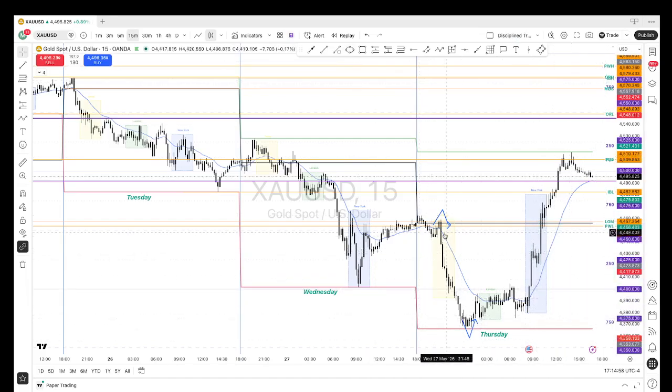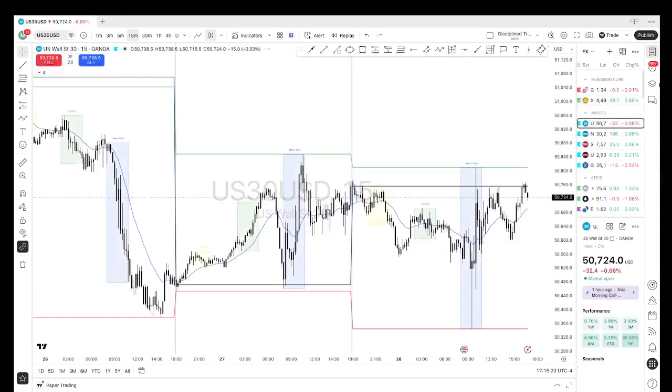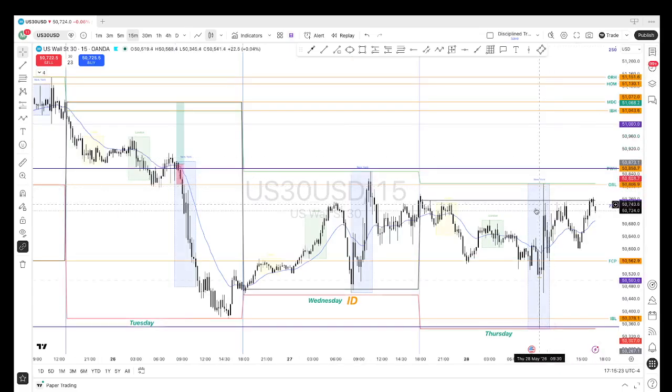Now, I did not take the gold trade because I hopped in the NASDAQ. Plus, if I hopped in 2 trades at once, based on my stop losses since they're tight for the indices, I did not want to get margin called. So let me go to U30 first, just to show. U30, to me, there was no setup.